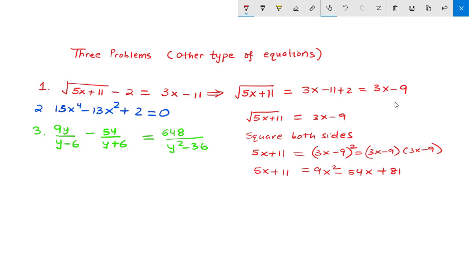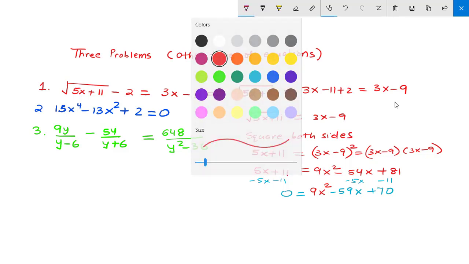I have to make this a good looking quadratic equation, so I should have one of the sides equal 0. Since 9x squared, x squared is the leader, is on the right side, I am going to move everything to the right side. So you have 9x squared, and I'm subtracting 5x on both sides. If I subtract 5x on both sides, I get negative 59x here, and then I'm going to subtract 11 on both sides, and I get a plus 70 here, and my left side is 0. This is a good looking quadratic equation, and I can solve it.